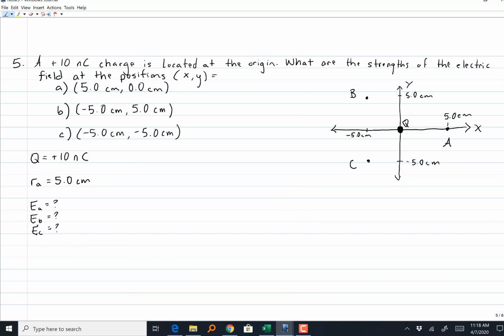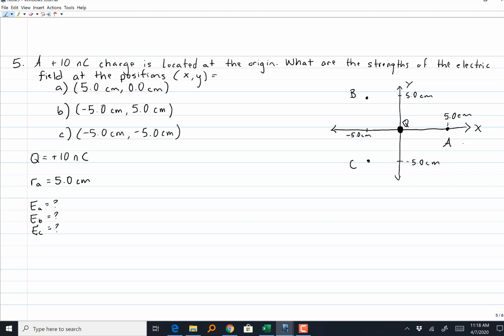All right, number 5, I've got a 10 nanocoulomb charge that's located at the origin. So I'm giving this by my big Q. And I'm looking for the strength of the electric field at the positions 5 centimeters and 0, so 5 centimeters in the x direction, 0. I've marked that with a capital A, point A for part A. At B, negative 5, 5, so in the second quadrant. And then point C, in the third quadrant at negative 5 centimeters.